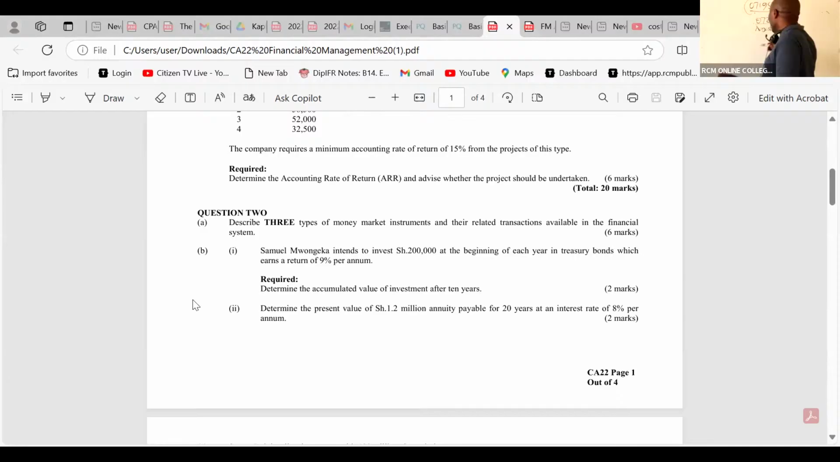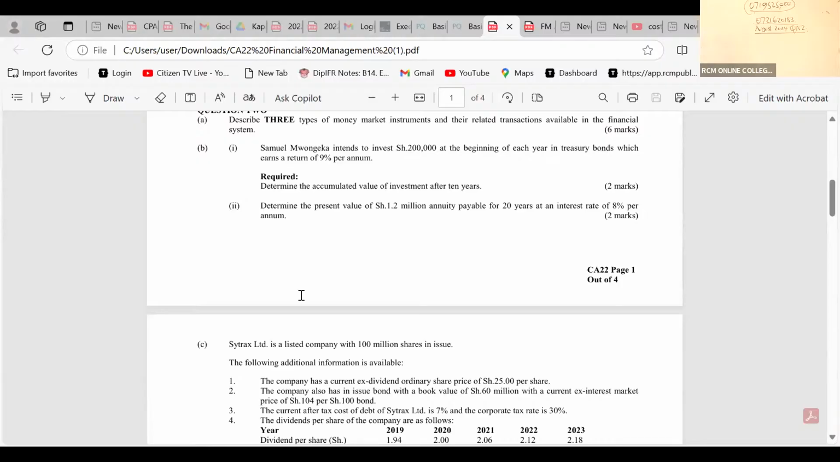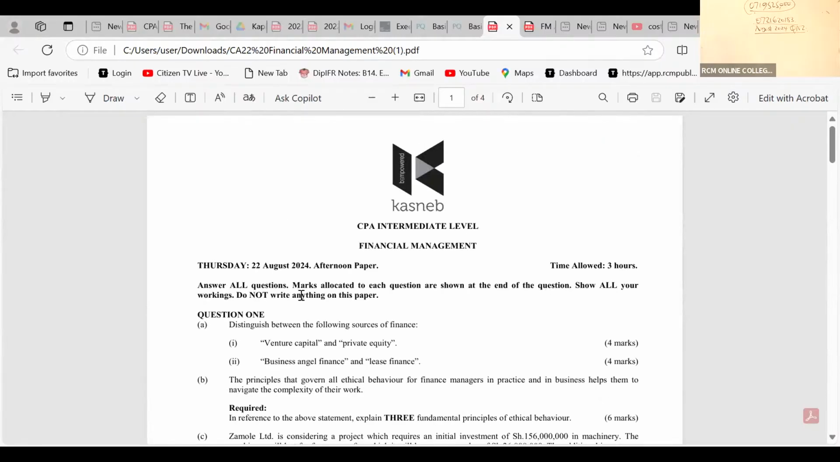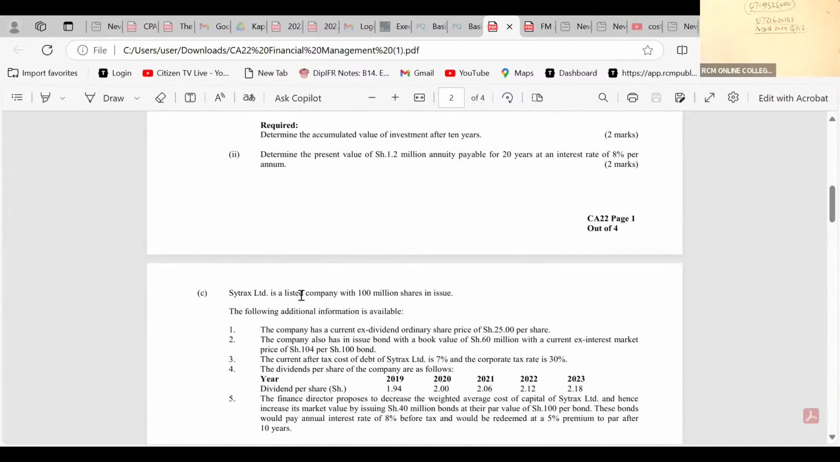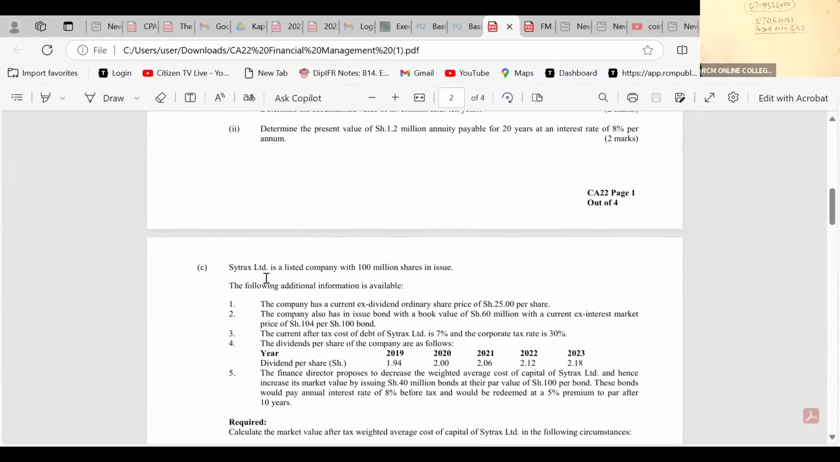This one you can even do as we close our eyes. And I want to start with the most technical one, which is question 2C. Question 2C was a very easy question. Nobody should have failed this question.